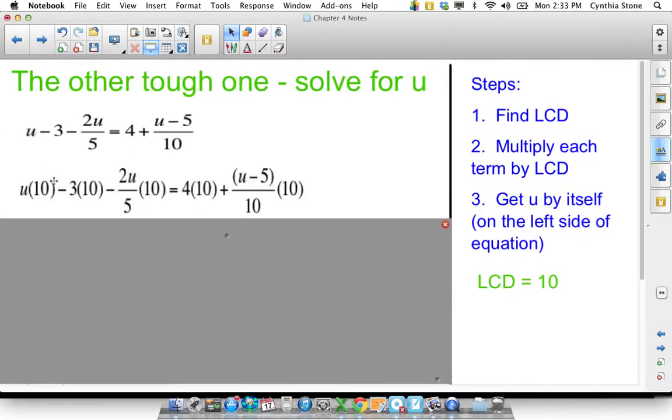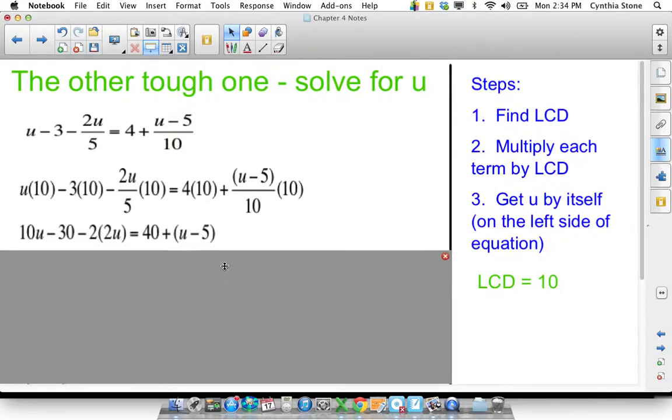Okay, so u times 10 minus 3 times 10, 2u over 5 times 10. So every single term by 10, 4 times 10. Remember, put the brackets around the numerator times 10. So just rewriting that is, instead of u times 10, I put 10u minus 30. 10 divided by 5 is 2, so that's where that 2 came from. 10 divided by 5 times 2u. Over here, 4 times 10 is 40, and these 10s cancel, so I kept the brackets, but I didn't have to. Now that it's just times plus 1, it doesn't really matter.